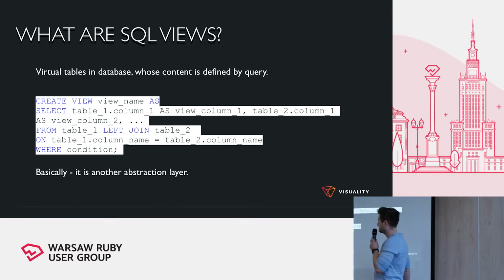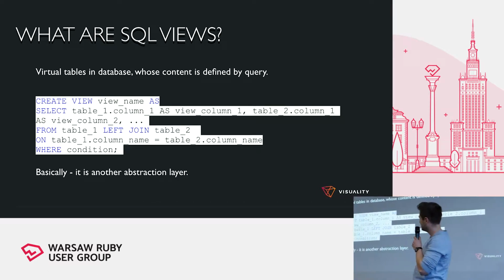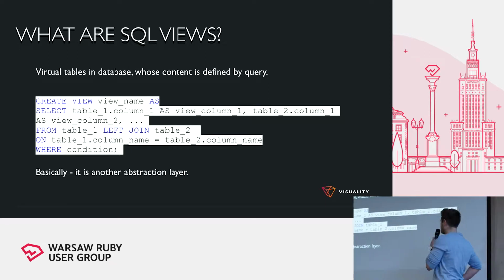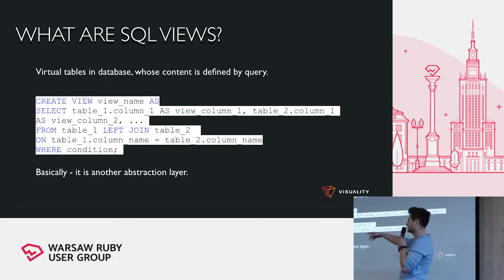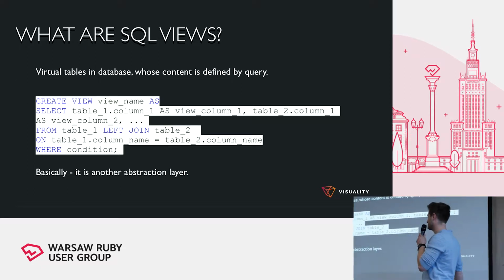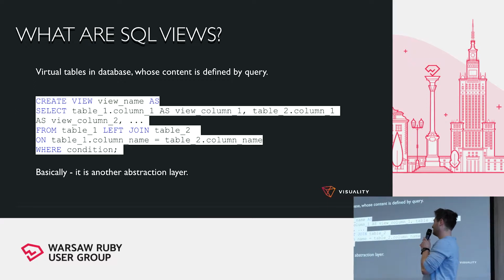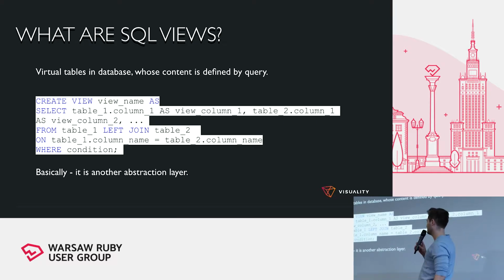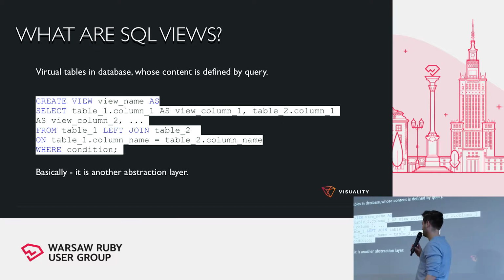So basically, what are SQL views? SQL views are virtual tables in a database whose content is defined by a query. So here's a short example of how a view is created. You can see that it's just a query, and the view is kind of a definition of this query, let's say. So basically, you can say it's an abstraction layer, which keeps our query in a view, and the view contains this definition.